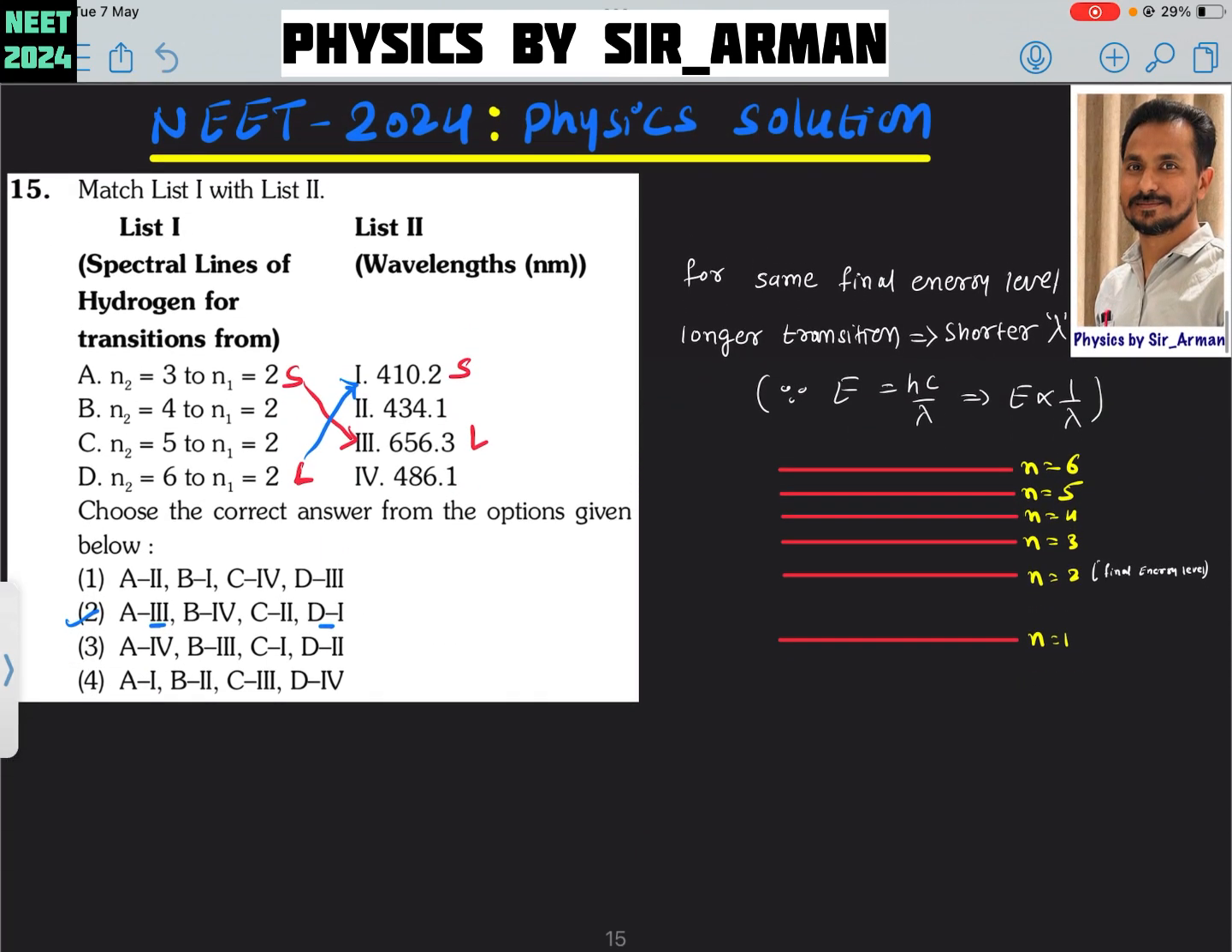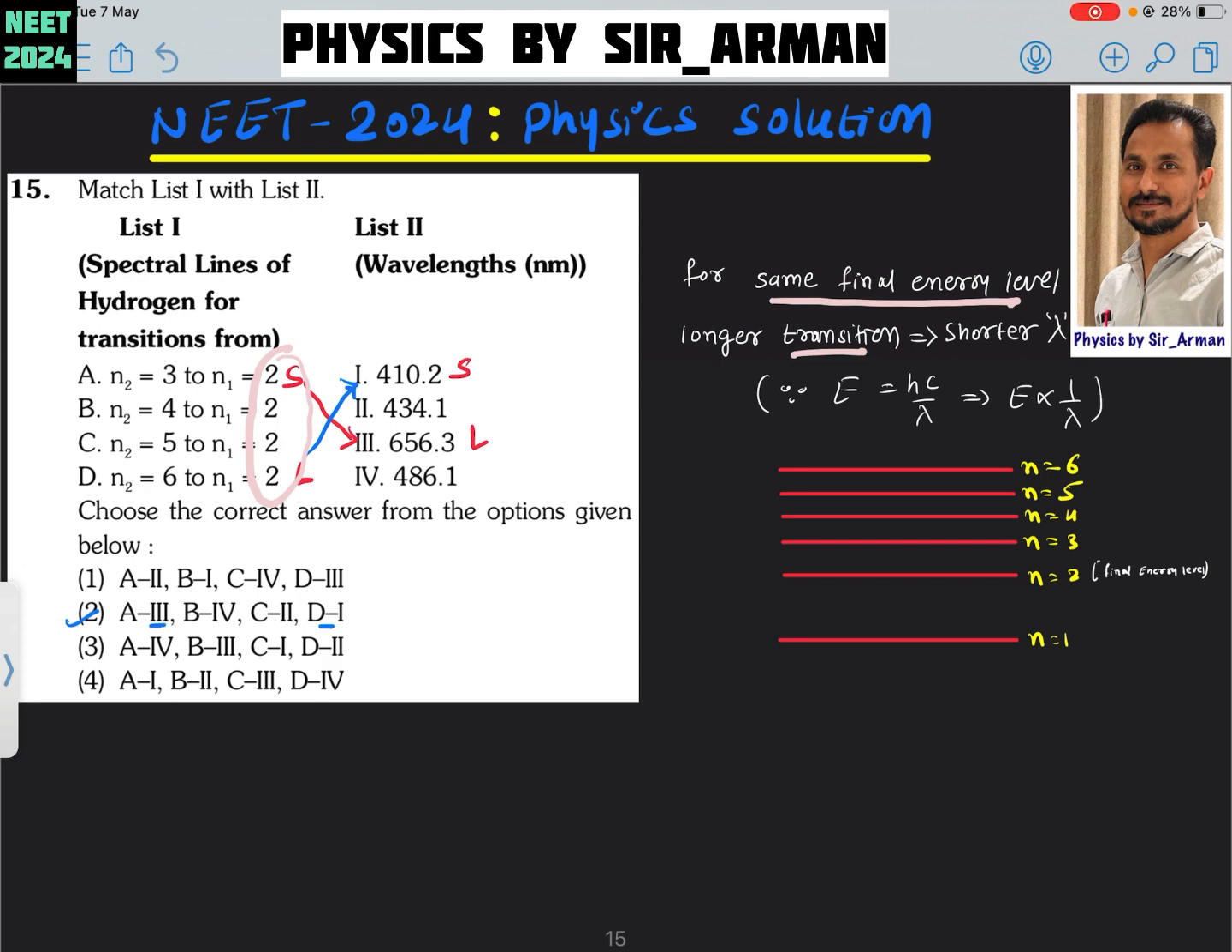Question number 15. We have to match list 1 with list 2. I solved this in just 5 seconds because this question is very easy. Here you can see all the transitions are taking place to the second level, that is, the final level is the second level. If the final level is the same, remember this: for the same final energy level, a longer transition means a shorter wavelength.